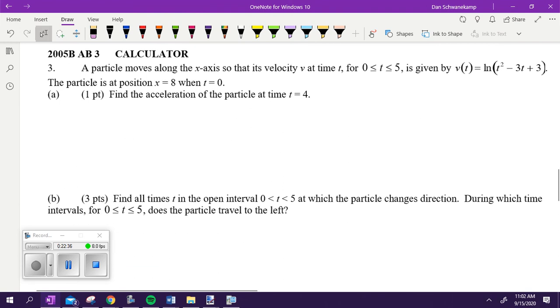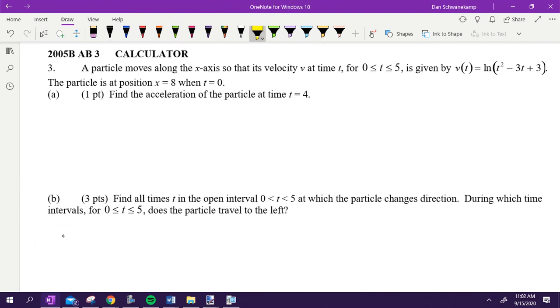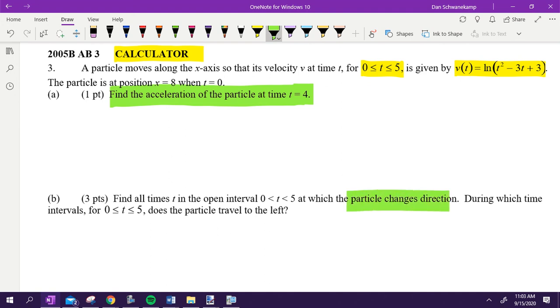On the backside, we're talking more about motion and using our calculator. Okay, this question was technically a non-calculator question, but we're going to use our calculator to figure it out. A particle moves along the x-axis, and velocity is given by this equation right here, for the interval from 0 to 5. Find the acceleration at t equals 4, and find all the times on the interval when your particle changes directions and when it moves to the left.